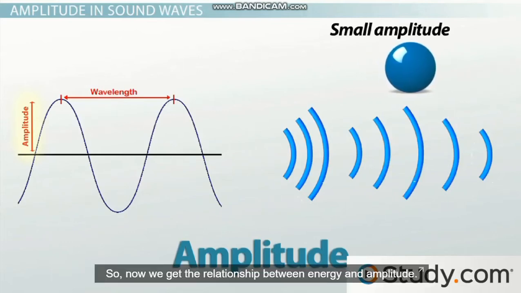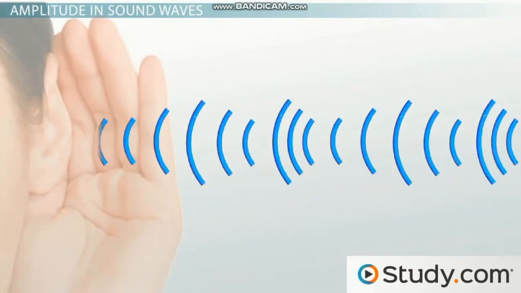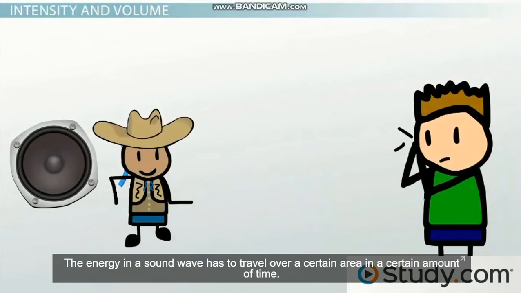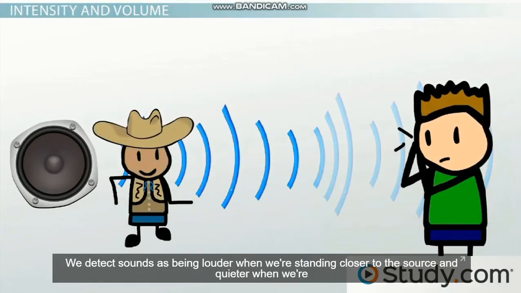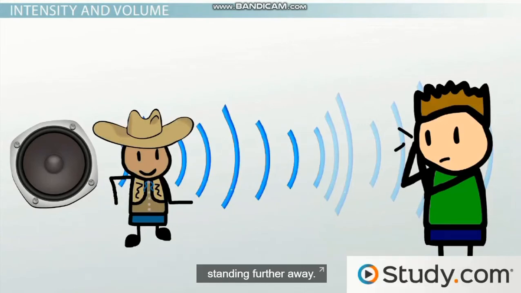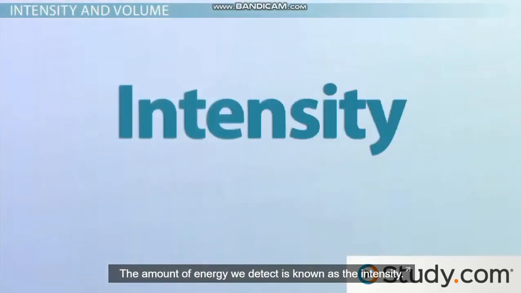So now we get the relationship between energy and amplitude, but how does that translate into what we hear as a sound wave? The energy in a sound wave has to travel over a certain area in a certain amount of time. We detect sounds as being louder when we're standing closer to the source and quieter when we're standing further away. The amount of energy we detect is known as the intensity.